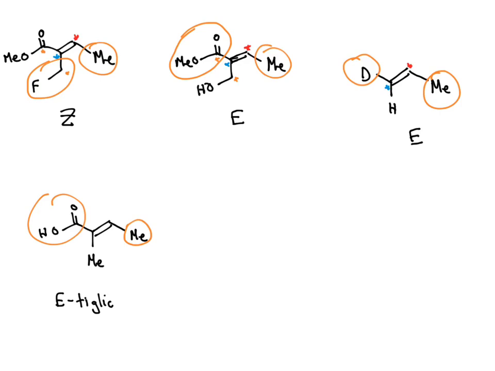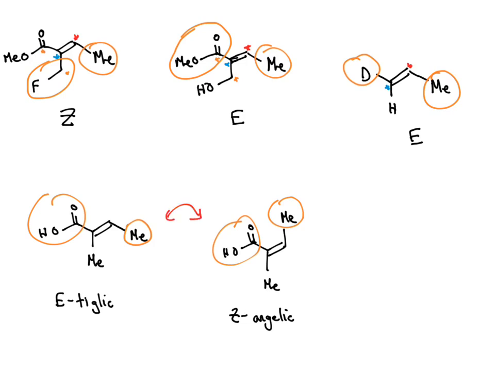The other stereoisomer is going to be this one, and in this case the methyl and the carboxylic acid are on the same side, and this is known as Z, angelic acid. All right, and of course as you have these groups on opposite sides of that double bond, these are known as stereoisomers. They have the same constitution, but a different orientation in space.